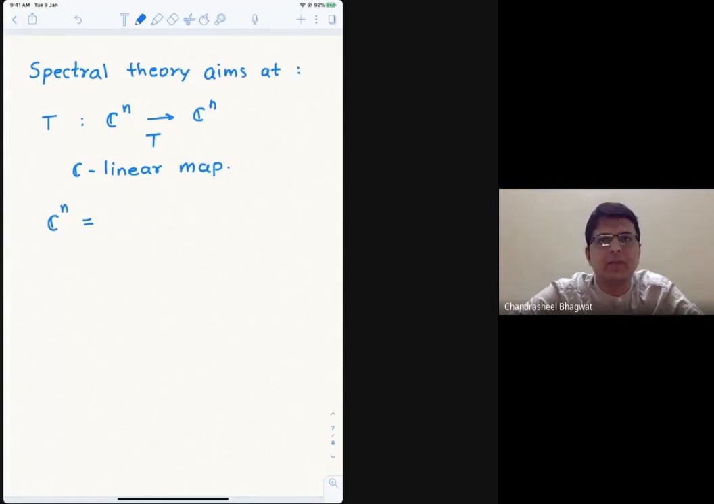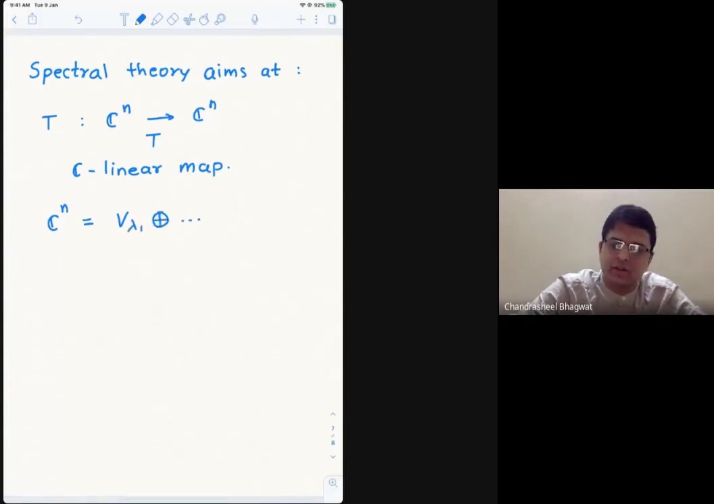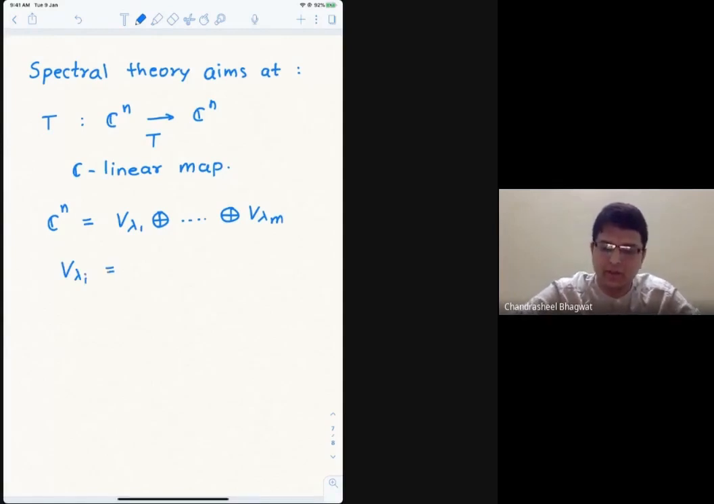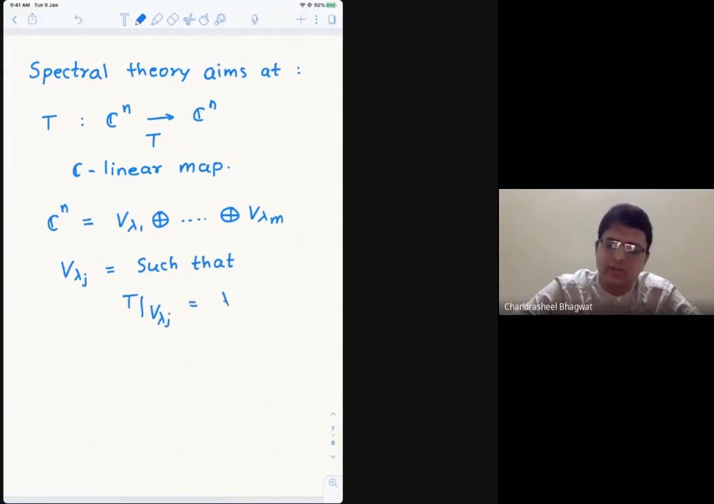I'm going to use some symbols, but it is exactly what you think. I'm going to write this with the symbol called direct sum. What I want is to break C^n into smaller subspaces, vector spaces, such that the jth space, I'll not write this as an equation, but I'll say what it is, is such that if you restrict your T to V_lambda_j, it just gives you lambda_j times identity.